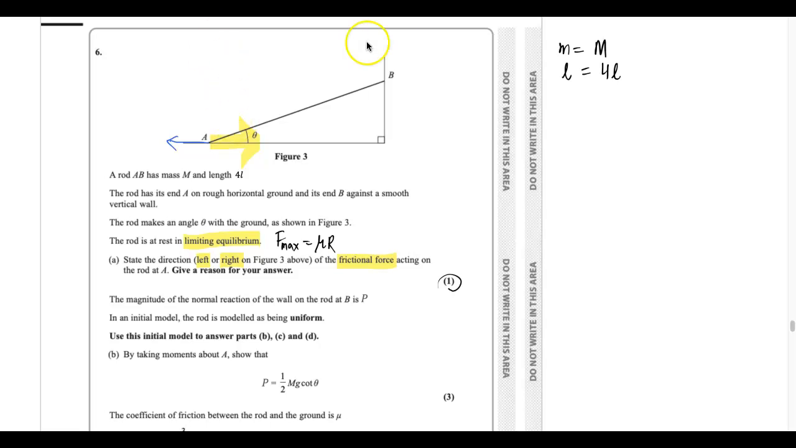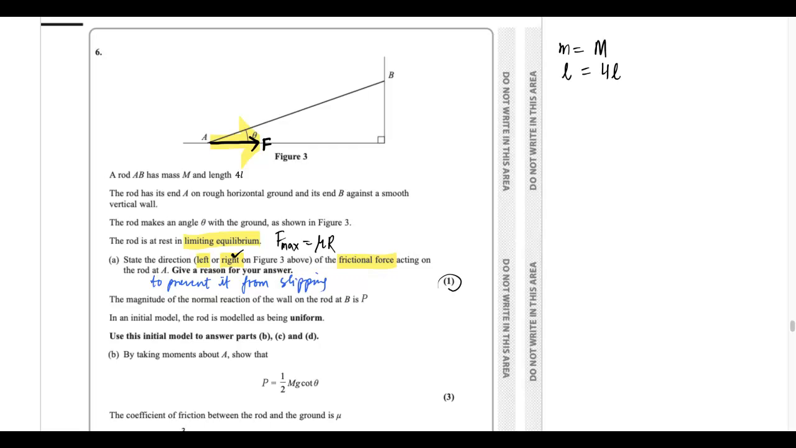So the direction of friction is to the right, and that would be the correct answer. And what is the reason for that? We have to give a reason for our answer. So we can say: to prevent it from slipping. So we have the friction force acting towards the right.